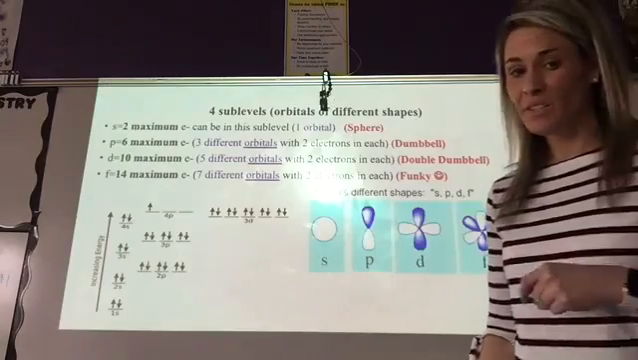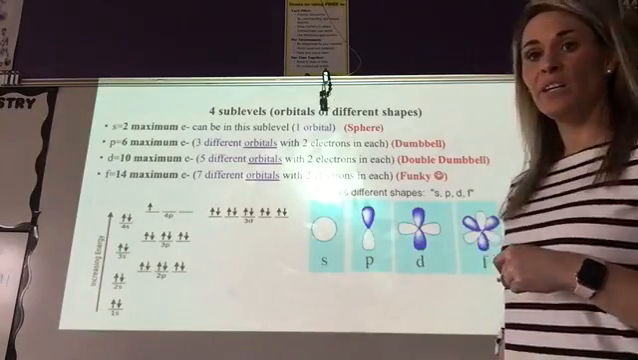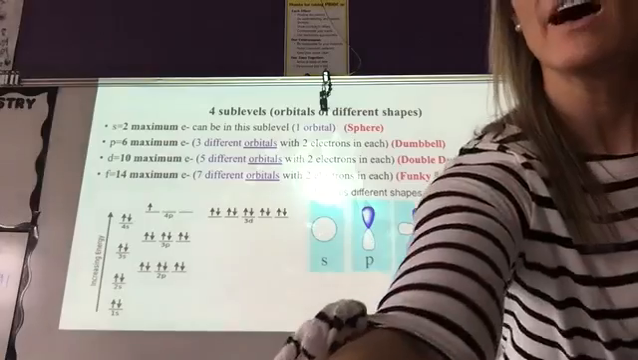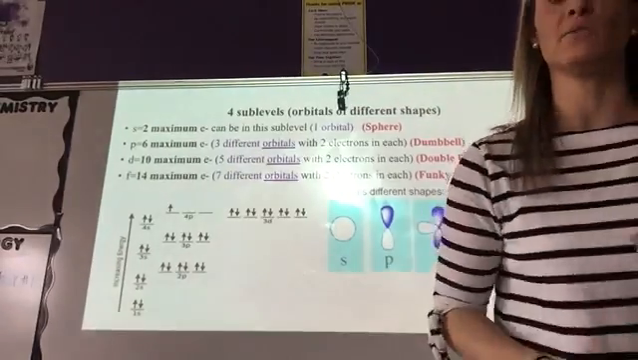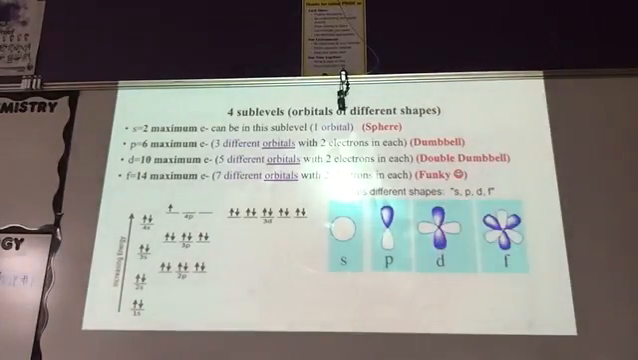Now, back to your packet. You don't have to write this down yet. We're going to talk about these things real quick, and then we will write these down. So just listen for just a moment. There are 4 sublevels that you saw yesterday in the pattern puzzle activity. These are kind of the patterns that you should know for these.